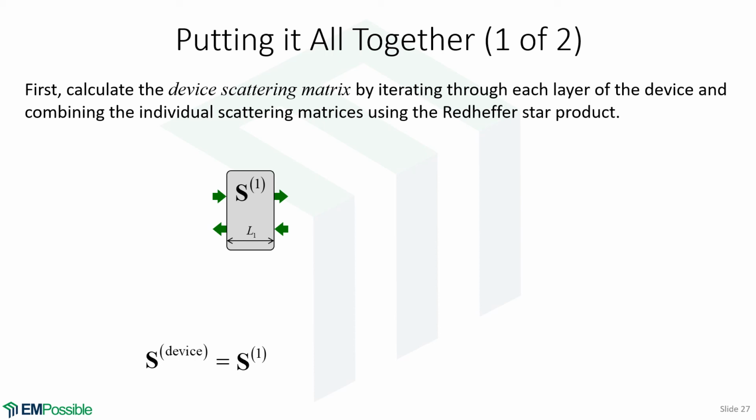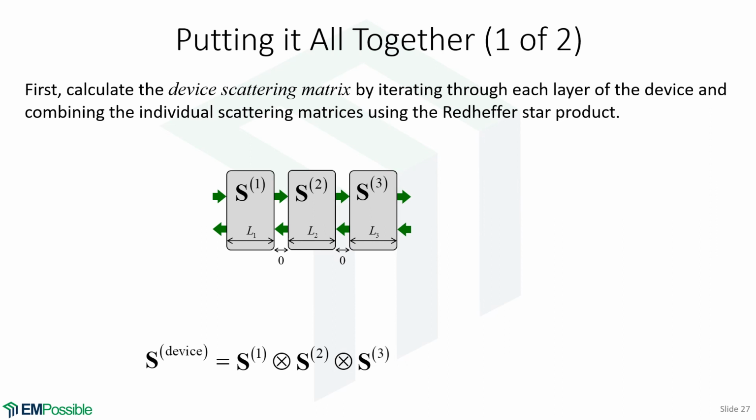Okay, so let's say we want to simulate transmission and reflection through some complicated device, and it has a bunch of different layers. So we will look at layer 1, and we will calculate its scattering matrix. We will then initialize what we call the device scattering matrix with that first scattering matrix we just calculated. Once we do that, we can discard this scattering matrix. We will then calculate the scattering matrix for the second layer. And then using a star product, we can update that device scattering matrix. Now we can discard that second scattering matrix.